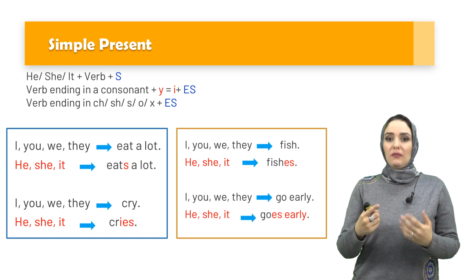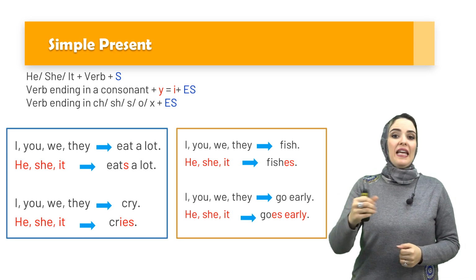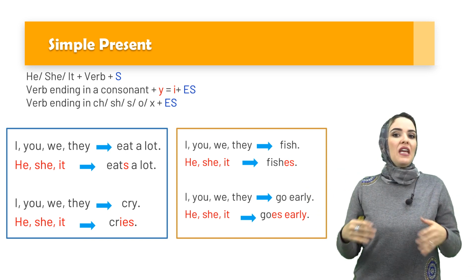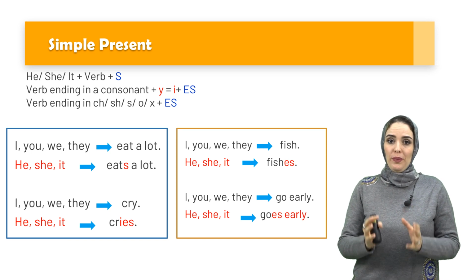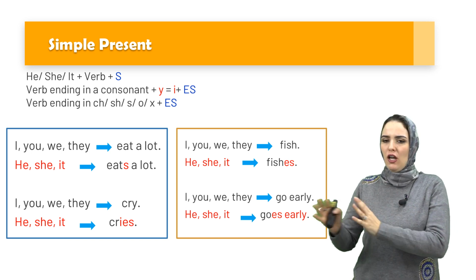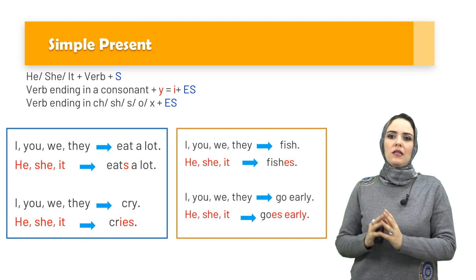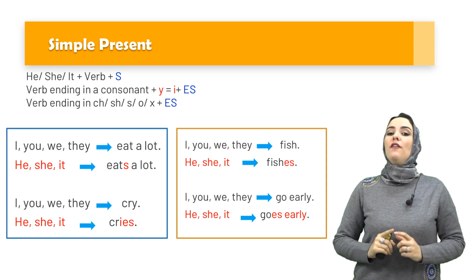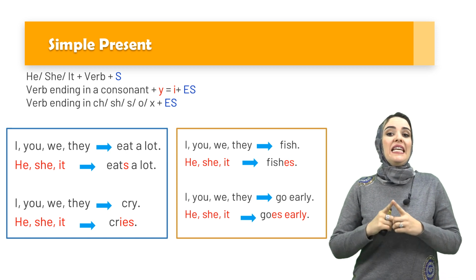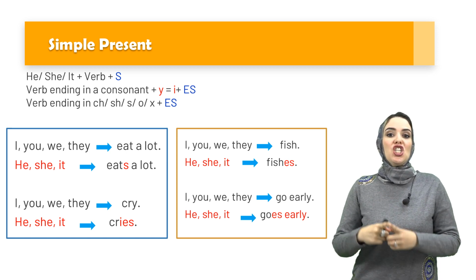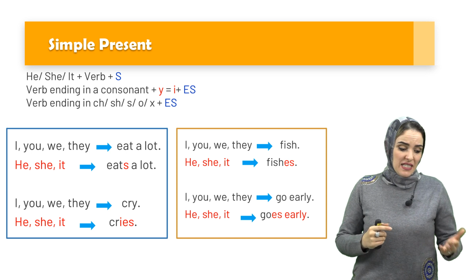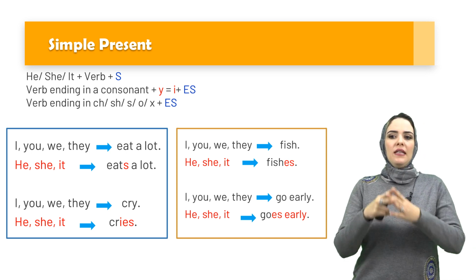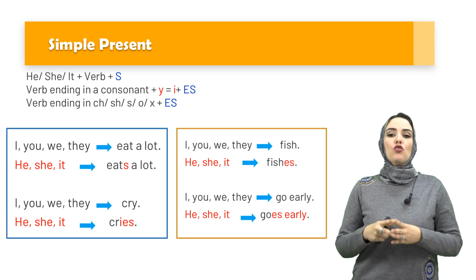I, you, we, they, no problem. We don't see any changes. Eat a lot. The verb eat. I eat a lot. You eat a lot. They eat a lot. When it comes to he, she, it, we have to pay close attention. He eats a lot. She eats a lot. This cat eats a lot. All right?